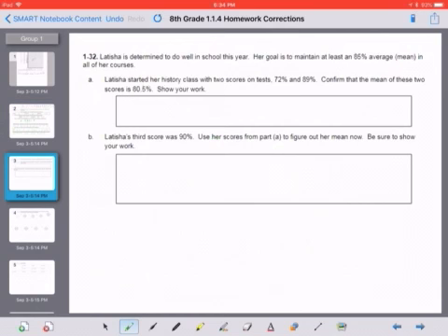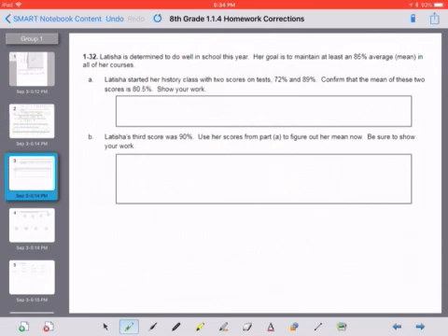The next question is about mean. It says Letitia is determined to do well in school this year. Her goal is to maintain at least an 85% average or mean in all of her courses. Letitia started her history class with 2 scores on tests, 72 and 89. Confirm that the mean of these 2 scores is 80.5.